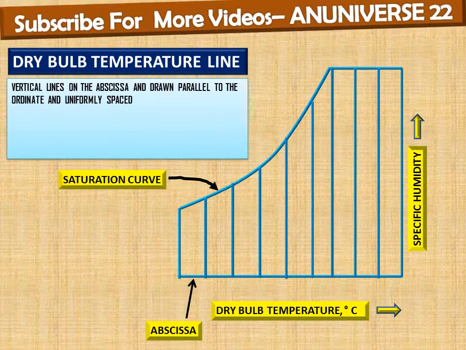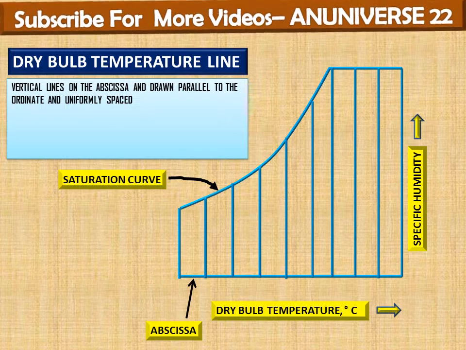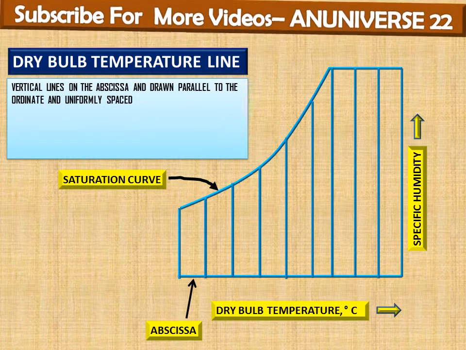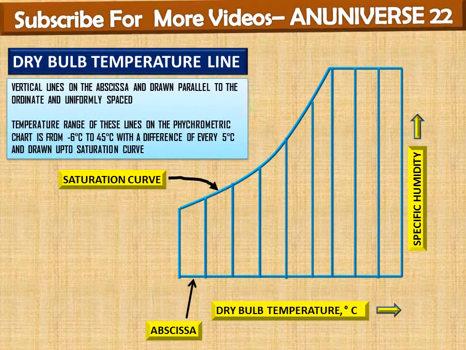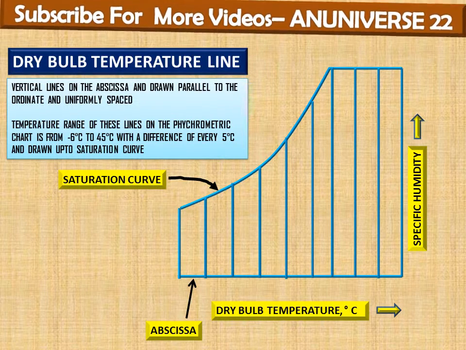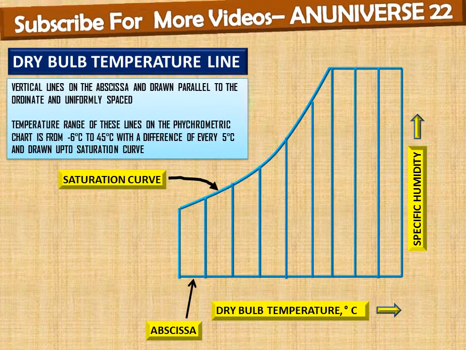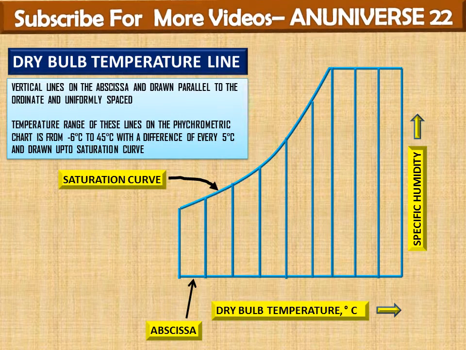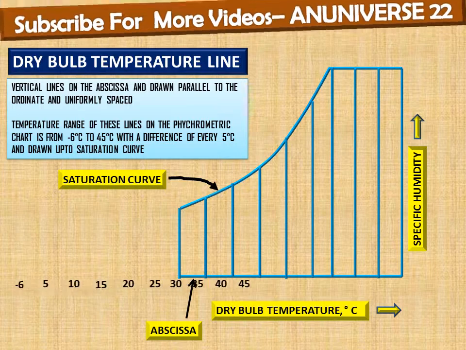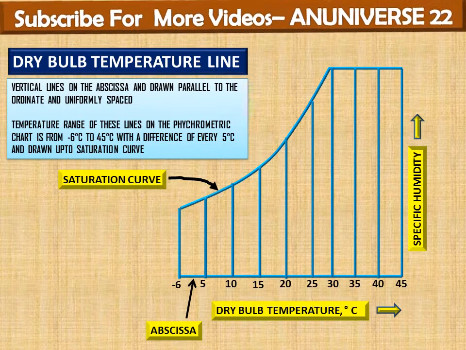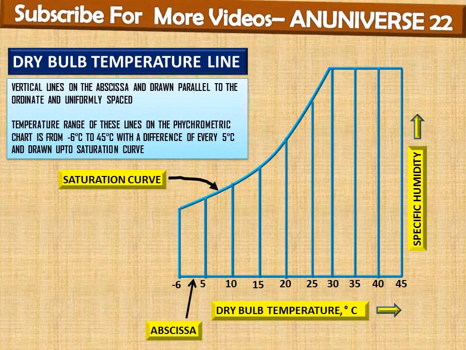So these are vertical lines on the abscissa, equally spaced between each line, and the temperature range of these lines on the psychrometric chart is from -6 degrees to 45 degrees with a difference of every 5 degrees, and drawn up to the saturation curve. So this is the temperature range for dry bulb temperature lines.